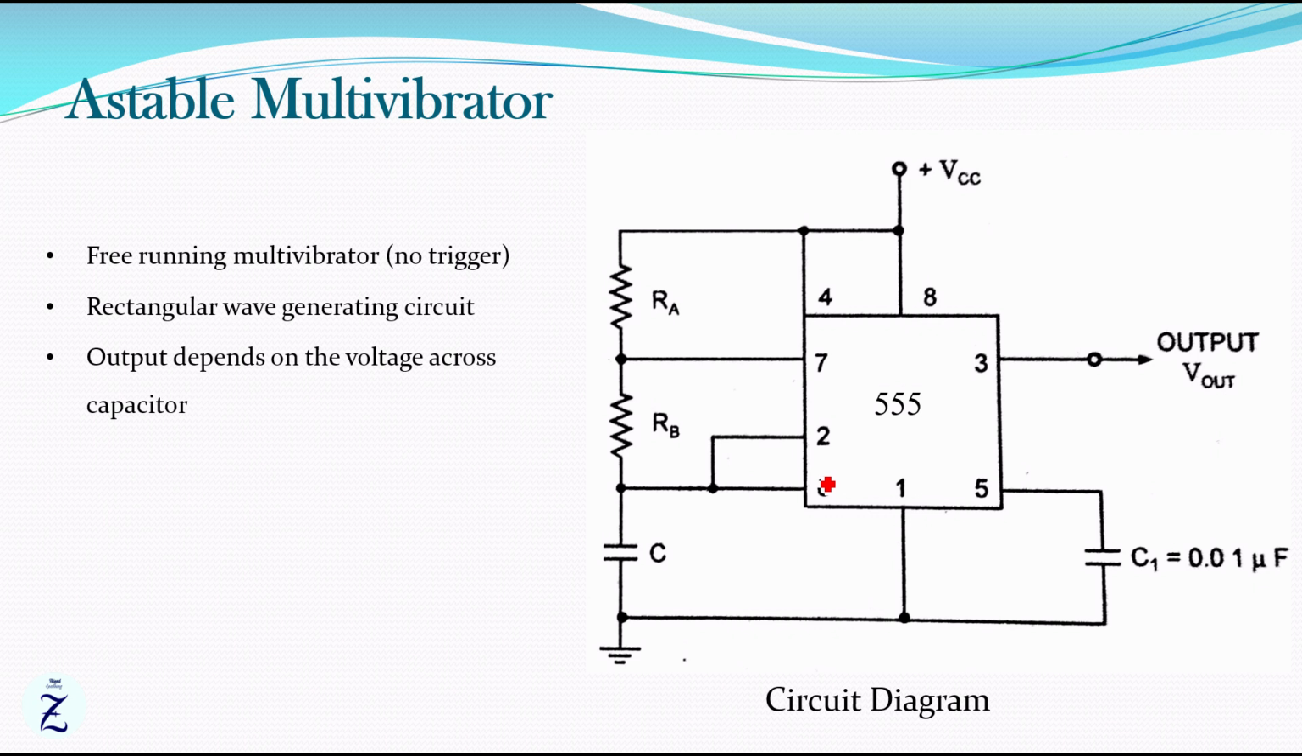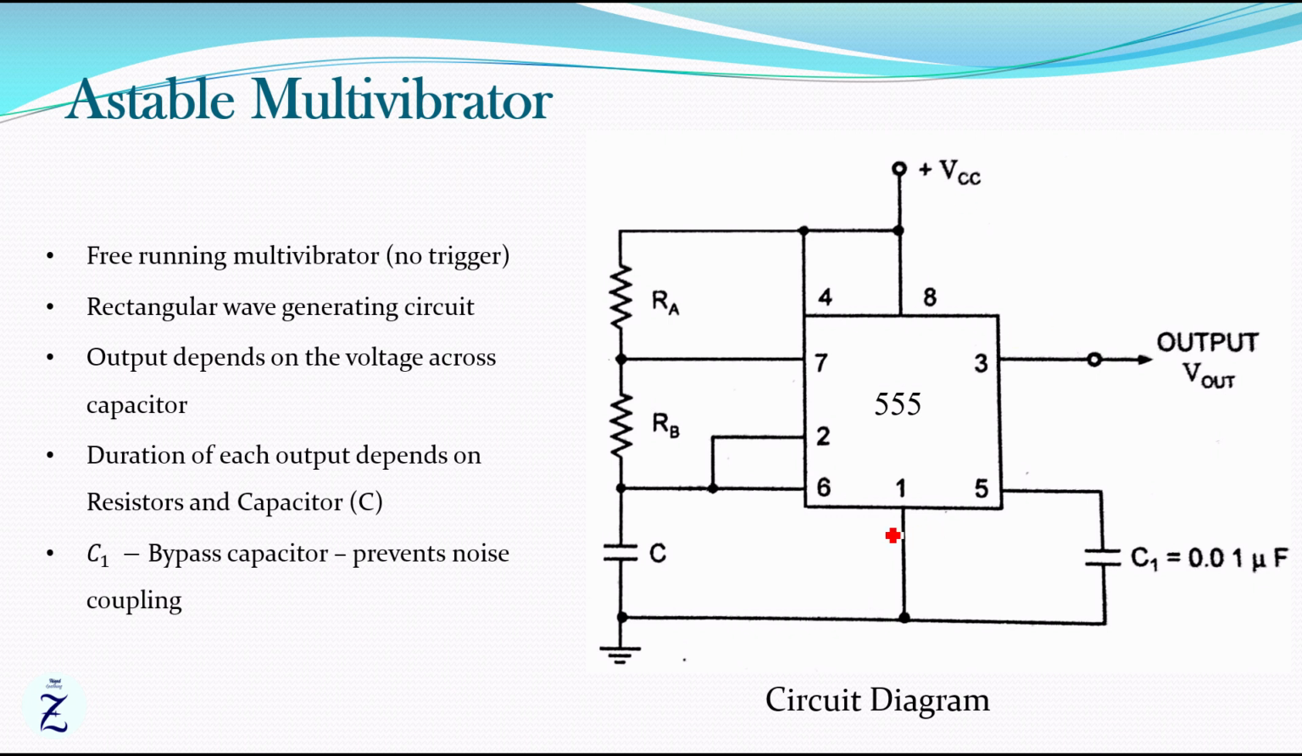The output has two states, either high or low. The duration of each state depends on the values of the externally connected resistance and capacitance. Here, pin 1 is grounded, and pins 4 and 8 are shorted and connected to VCC, the DC power supply. Also, the output is taken from pin 3, and pins 2 and 6 are shorted, then connected to the ground through capacitor C.